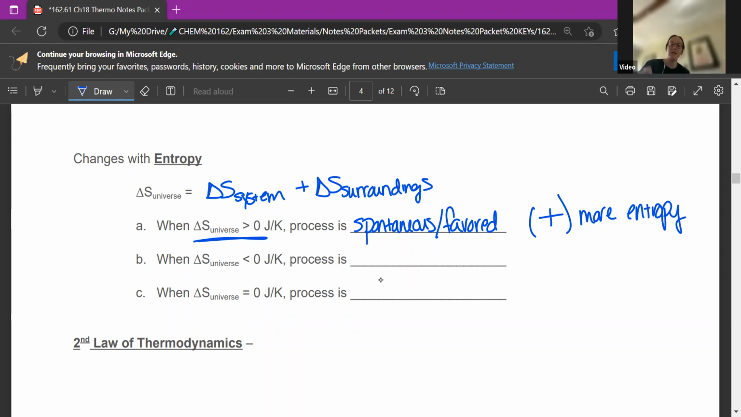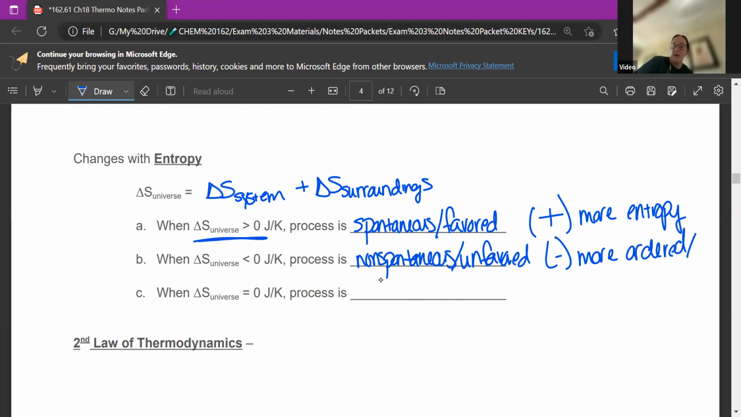Okay. If delta S of the universe is less than 0, then the process is non-spontaneous or unfavored. Okay, this would be a negative, or more ordered, less entropy. Essentially, it's harder to order things. You have to actually put in work to order things, right? Things can get messy. Go into your room, it gets messy on its own very easily, right? It actually takes work to put it back. So things that are greater than 0 delta S are going to be spontaneous. Things that are negative delta S, or more ordered, are going to be non-spontaneous.